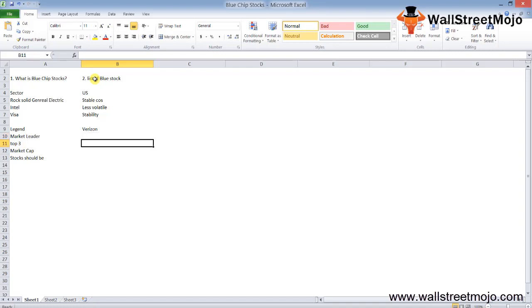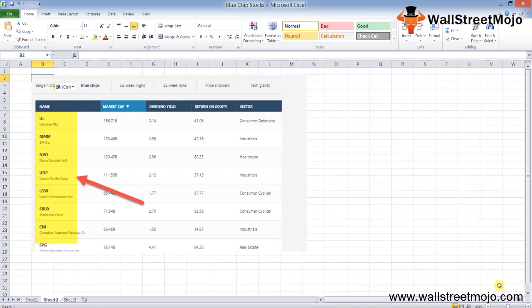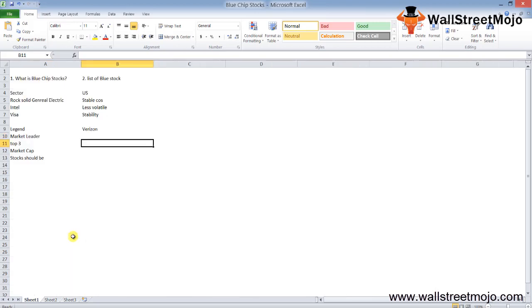A number of websites provide a screener to screen stocks based on various parameters when searching for blue chip stocks. I can give you a snapshot of the same. You see here, this is the snapshot of different stocks: Unilever, 3M, Union Pacific, Lowe's Companies, Starbucks Corp, Canadian National Railway Company, and so on. It goes on. Fine, let's discuss some of the features of blue chip stocks.